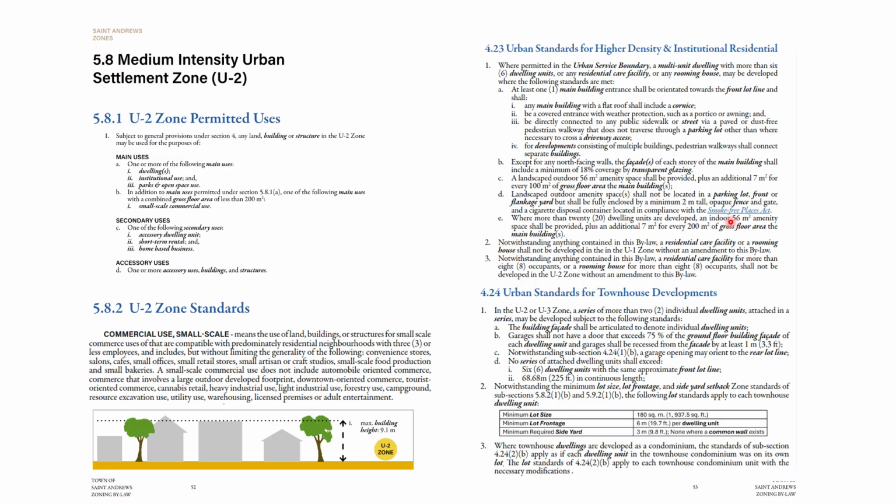Notwithstanding the zone standards, because these might be divided in a fee simple subdivision, you need to have a separate minimum lot size, minimum lot frontage per dwelling unit, and side yard, because you might have a common wall right on the property line. These can also be developed as condominiums. That subsection applies as if each dwelling unit was on its own lot.